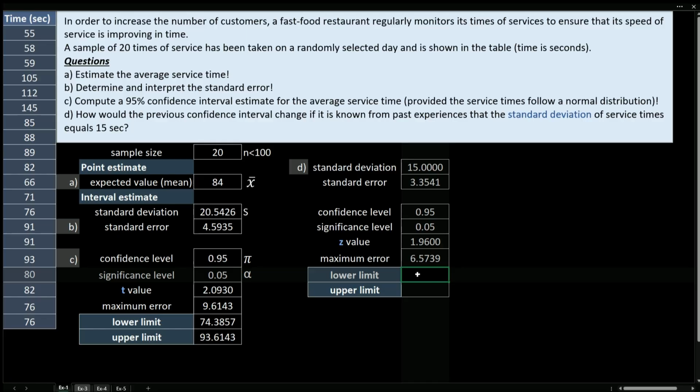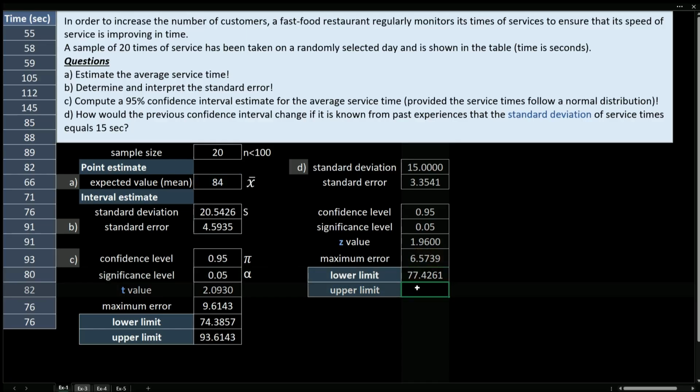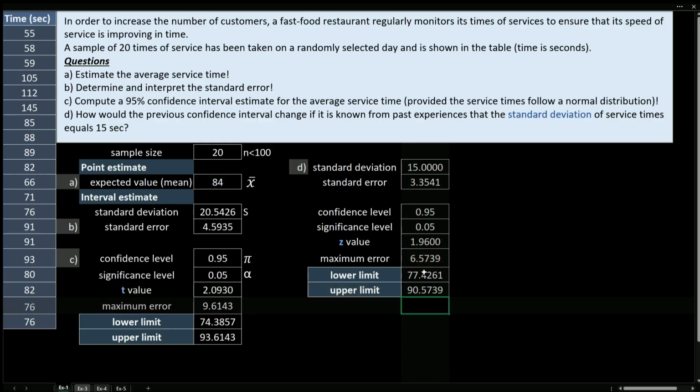Lower limit for interval estimate for mean is the mean for sample minus maximum error, and the other one is mean for sample plus maximum error. So we can see that this time the interval is a little bit different, or it is more precise. In the previous one we had from 74 to 93. Now we know that it is between 77 and 90. So by having extra information related to standard deviation of the population, we have another solution.